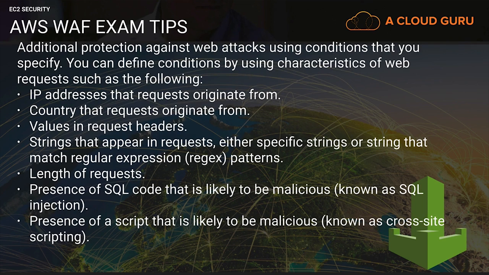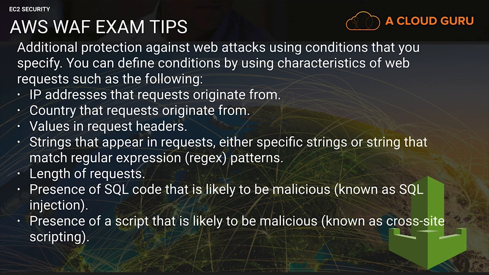These conditions can be things like IP addresses that the request originates from, the country that the request comes from, values in your request headers, strings that appear in requests. So these could be query string parameters like what we saw earlier on. Things like the length of the request, presence of SQL code that's likely to be malicious, so SQL injection, and the same with cross-site scripting. And often they'll ask what AWS service can help prevent SQL injection and cross-site scripting. That's going to be a web application firewall.